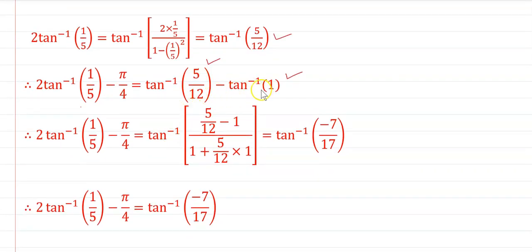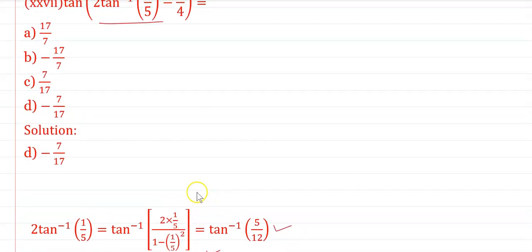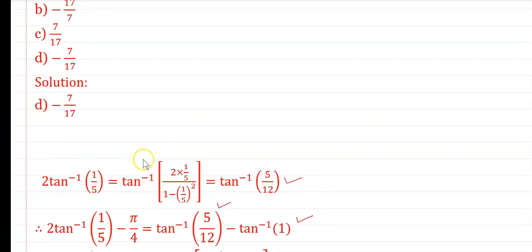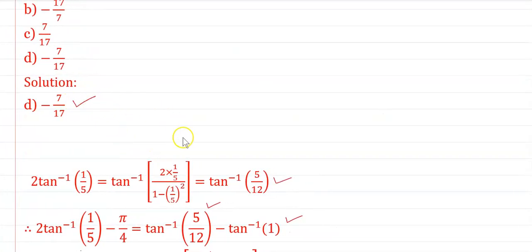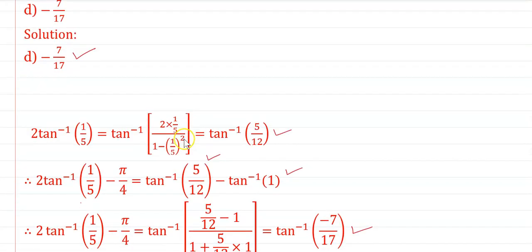Pi by 4 means what? Tan inverse of 1. Now we will simplify this. Tan inverse of 5 by 12 minus tan inverse of 1. Means what? Tan inverse of x minus tan inverse of y, that's the tan inverse of x minus y upon 1 plus x into y. And after simplification, 5 by 12 minus 1 means what? Minus 7 by 12. And here again simplification, 12 plus 5, 17 by 12. And then you will get tan inverse of minus 7 by 17. And hence the answer is tan inverse of minus 7 by 17.